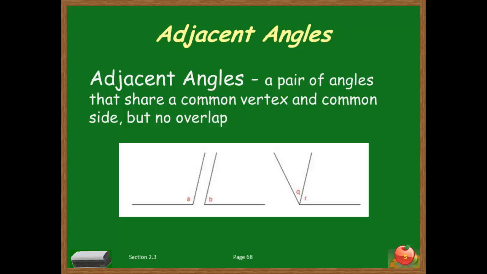Adjacent angles. Adjacent angles are a pair of angles that share a common vertex and a common side. These two angles, A and B, are not adjacent. Adjacent angles must share a vertex and a common side, but they have no overlap. These are adjacent angles.